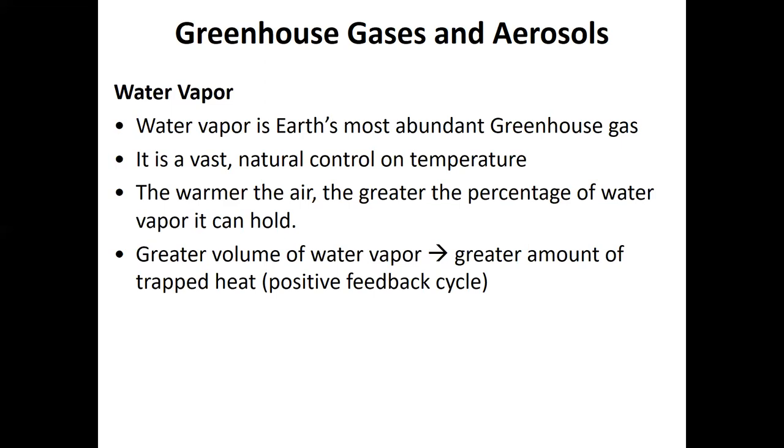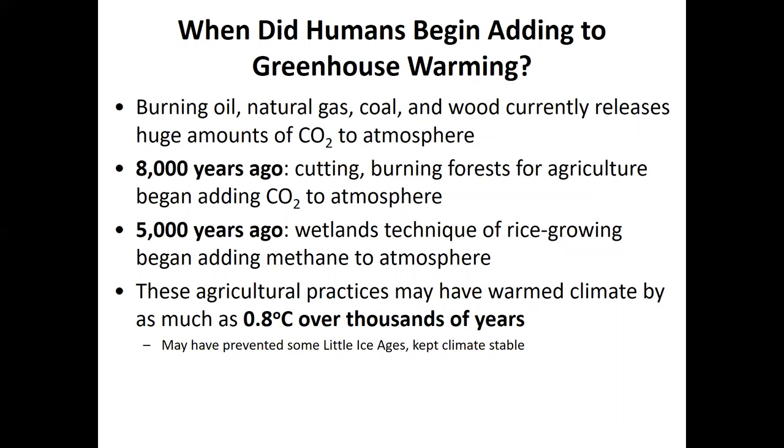So when did humans begin adding to the greenhouse warming? Well, the burning of oil, natural gas, coal, and wood currently releases huge amounts of CO2 into the atmosphere. However, 8,000 years ago, we started by cutting and burning forests for agriculture. So if we destroy those forests, they're no longer absorbing CO2. So we are effectively adding CO2 to the atmosphere.